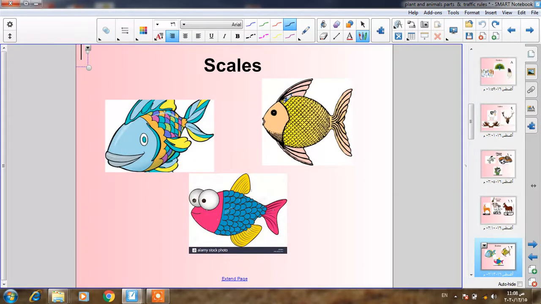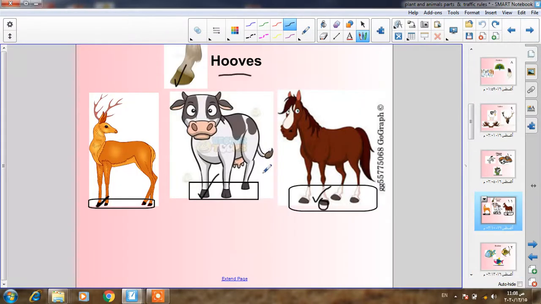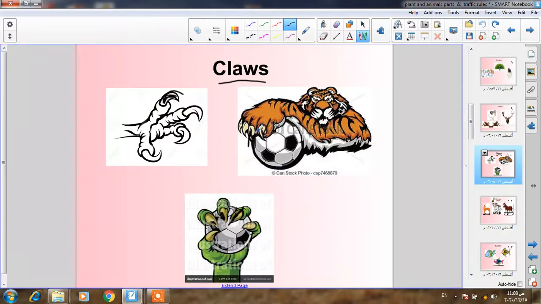Then there are scales. You know the fish? Fish has scales. All of this is called scales. This part, this is called what? Scales. So fish has scales. But this is called what? Hooves. And this, claws. Okay.